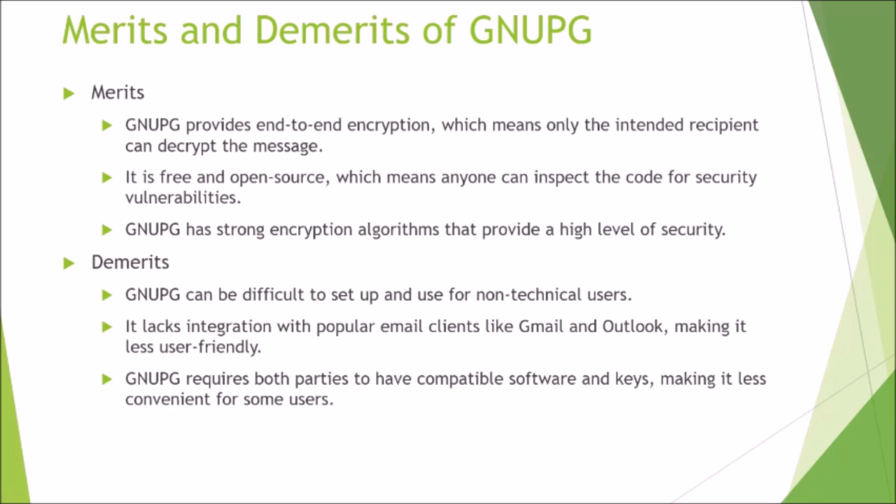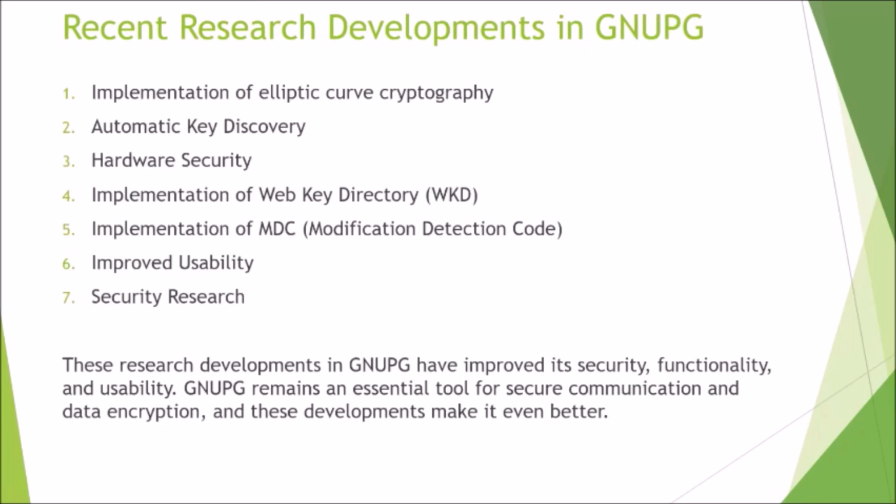With regards to the security research, ongoing research is being conducted to identify and mitigate potential security vulnerabilities in GNUPG. For example, researchers at the University of Illinois Chicago have developed a new tool called GNUS, which can identify and report on security vulnerabilities in GNUPG configurations. These research developments in GNUPG have improved its security functionality and usability. It also remains an essential tool for secure communication and data encryption, and these developments make it even better.